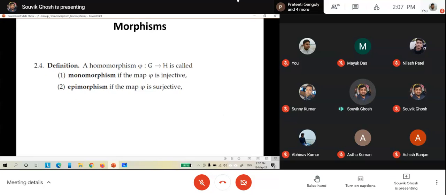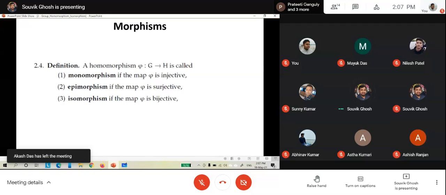We call this homomorphism an epimorphism. Now, if this homomorphism is injective as well as surjective, that is, it is a monomorphism as well as an epimorphism, then the homomorphism is known to us as an isomorphism.